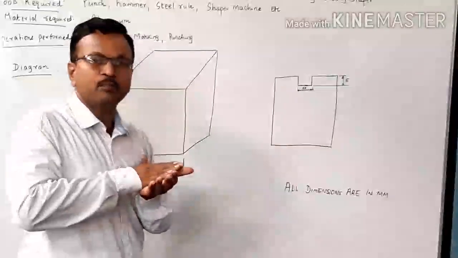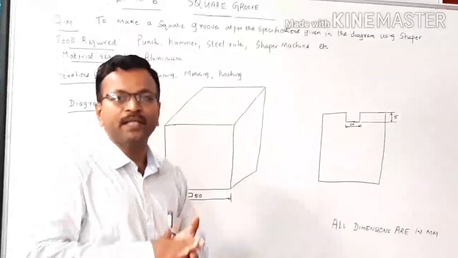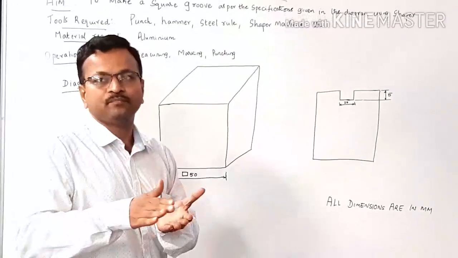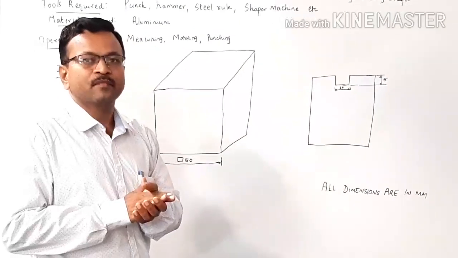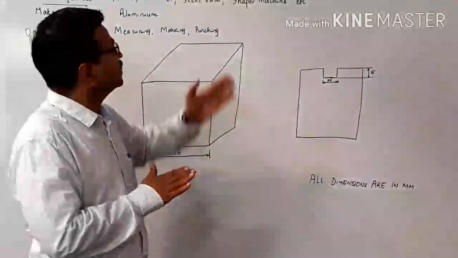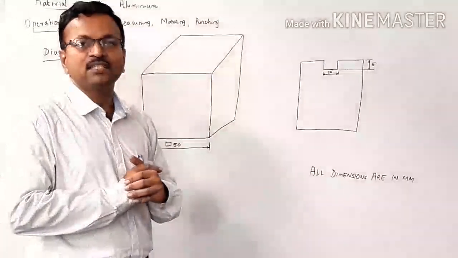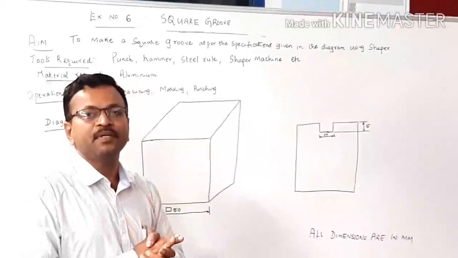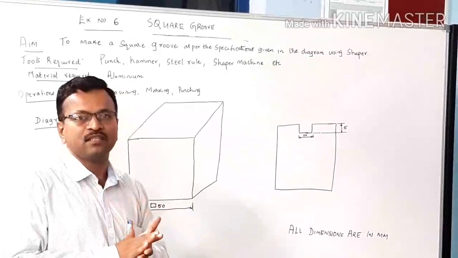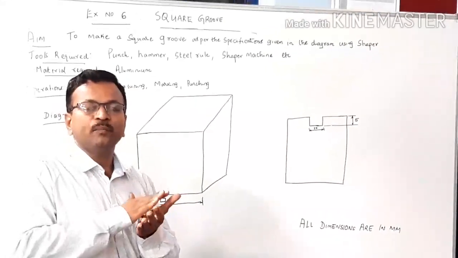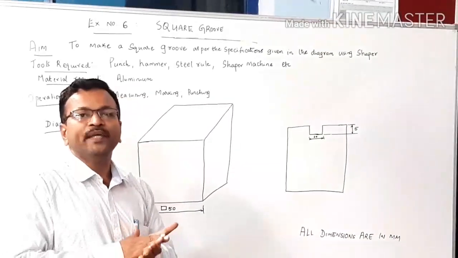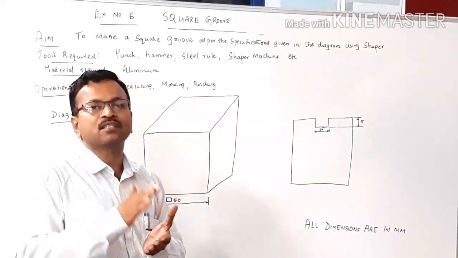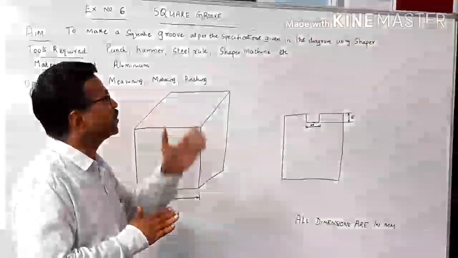First you have to plane the surface, then you have to cut the groove using a shaper machine. So what is the use of a shaper machine? First you will understand the use of the shaper. A shaper is used to make flat surfaces, V-grooves, keyways, and notches. That is why the shaper machine tool is used.